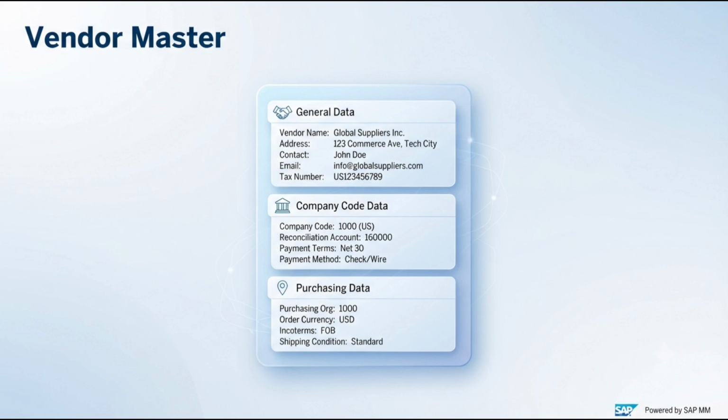A well-maintained vendor master ensures correct purchase orders, accurate invoices, and timely payments. It also supports vendor evaluation and performance tracking. In SAP, the same vendor can be used by multiple company codes and purchasing organizations through proper assignment. Clean vendor data reduces errors, improves compliance, and strengthens supplier relationships.